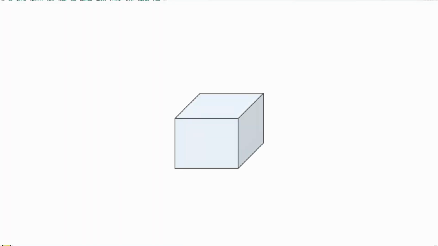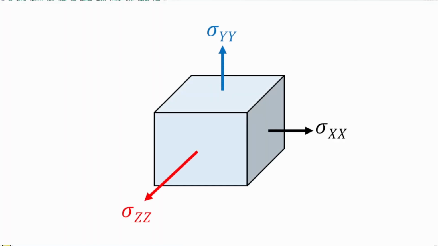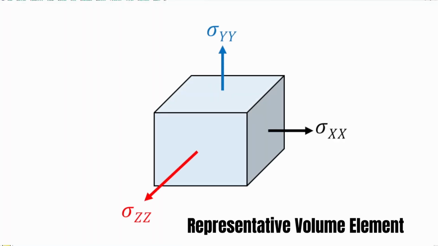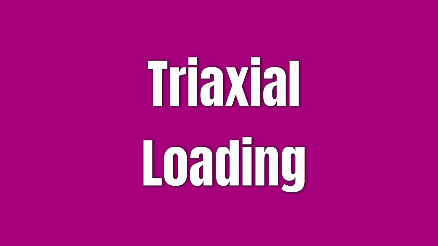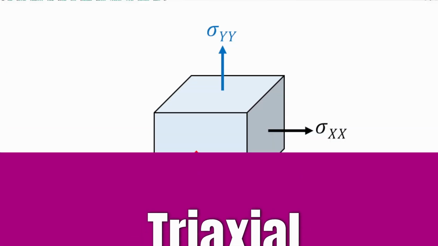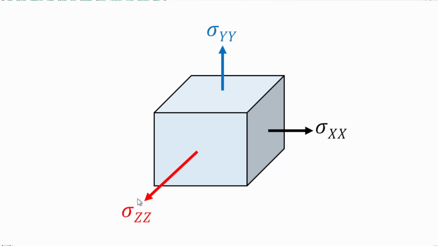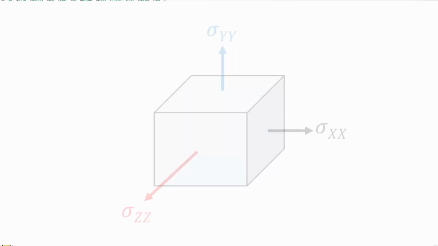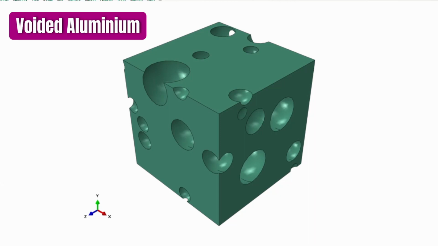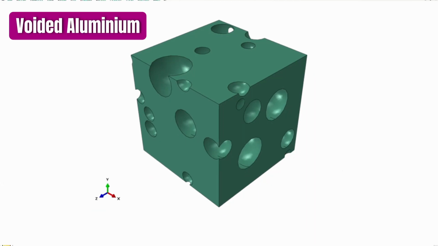So the problem we're going to deal with is this sort of problem, which is a representative volume element that is subjected to a triaxial loading. And this means that you have loads in the x, the y, and the z direction acting at the same time on this domain, and want to see the behavior of the sample. And for this study, we're going to be using a voided aluminium material with different voids which are represented as these holes, and want to see what is the effect of this triaxial loading on this kind of system.